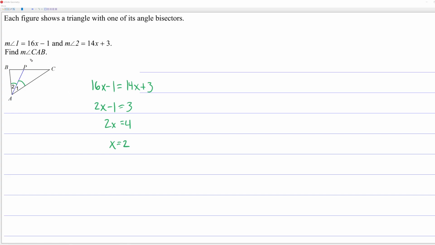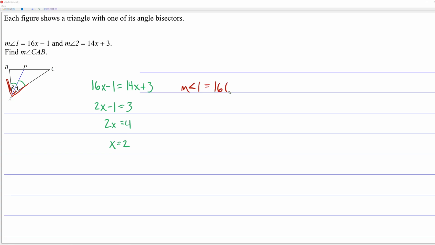We were asked to find the measure of angle CAB. So if you highlight that angle, CAB is the entire angle. Well, if you notice, there's no expression that gives us angle CAB. So let's just put a couple of thoughts together. We could, for example, find the measure of angle 1.